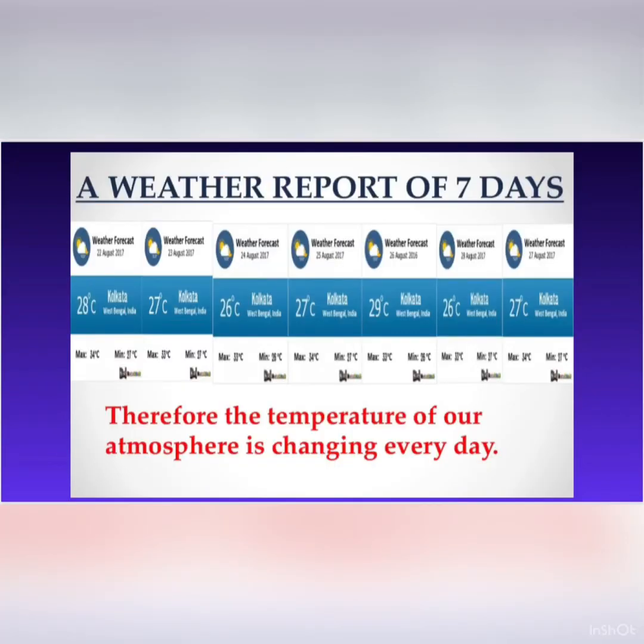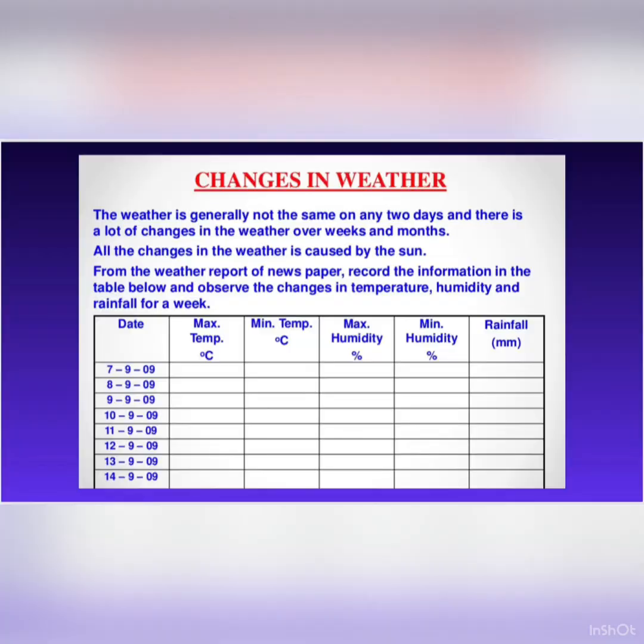This is the weather report of 7 days: 26, 27 degrees Celsius, 26 degrees Celsius, and like this. As you are watching, the temperature of the atmosphere is changing every day. The weather is generally not the same on 2 days. There are a lot of changes in months and weeks. All these changes in the weather are caused by the sun. You can collect the weather report from newspaper, TV, and even the internet.